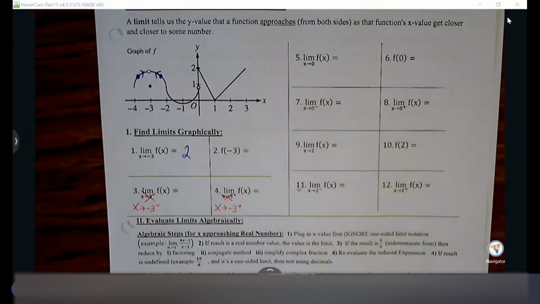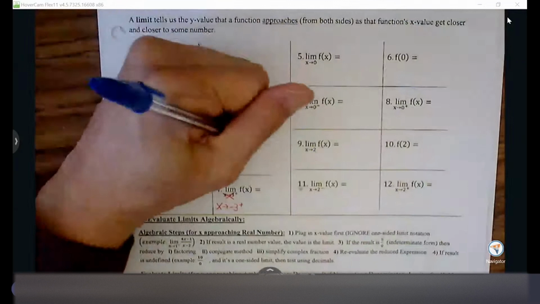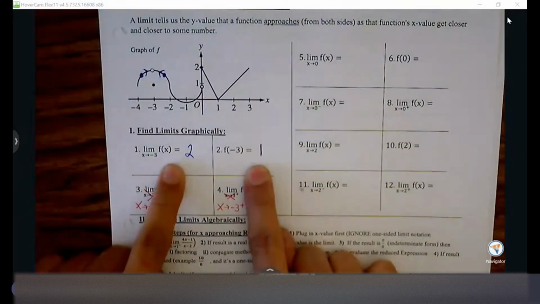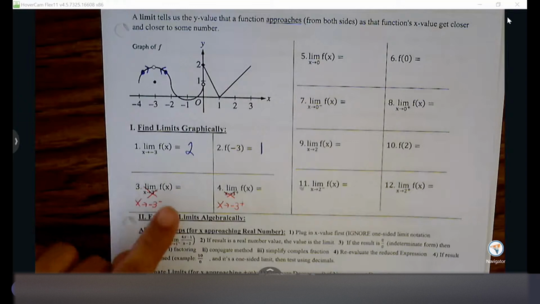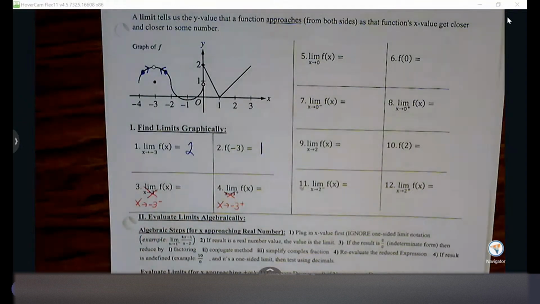But number 2, what is f of -3? It is 1. So this highlights the biggest distinction between limits and ordered pairs. There is some connection because they're both involving the same point, sort of, but ordered pair is just what's happening at that point. Limit is more what's happening around that point.